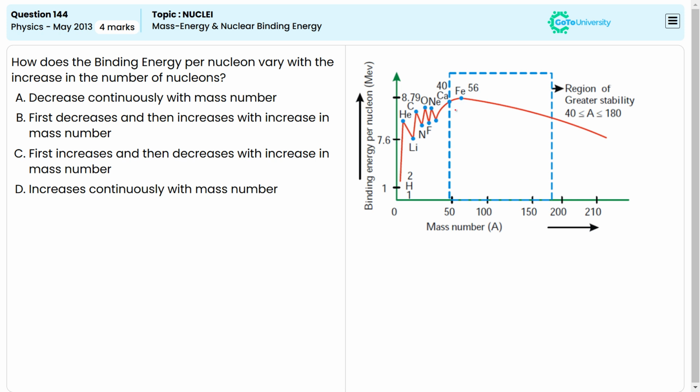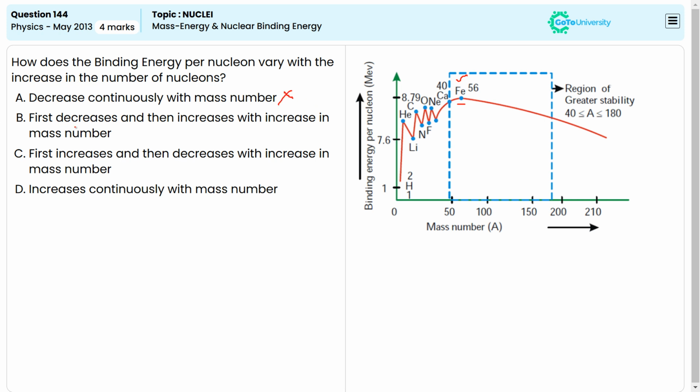If you observe here, after a certain value the graph gradually decreases. That means we can look at the options: decrease continuously with the mass number. No, it is not. First it gradually increases. It increases and decreases, increases and decreases, and finally again it increases to the maximum. That is for the element iron. Then afterwards it gradually decreases. So decreasing continuously with mass number is not the right option.